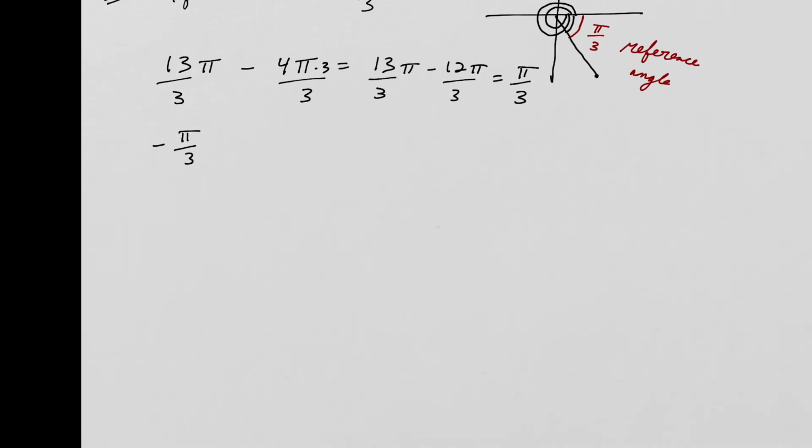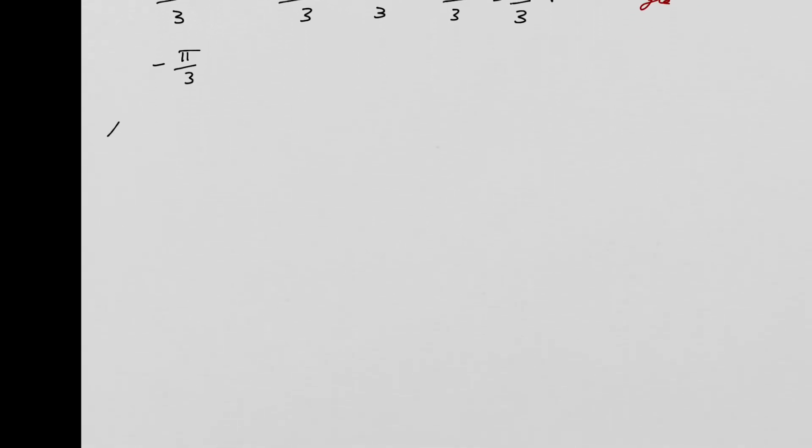Okay, so let's do that. Based on what we just learned, I want to find the sine of pi over 3, the cosine of pi over 3, the tan of pi over 3, the cosecant of pi over 3, the secant of pi over 3, and the cotangent of pi over 3.